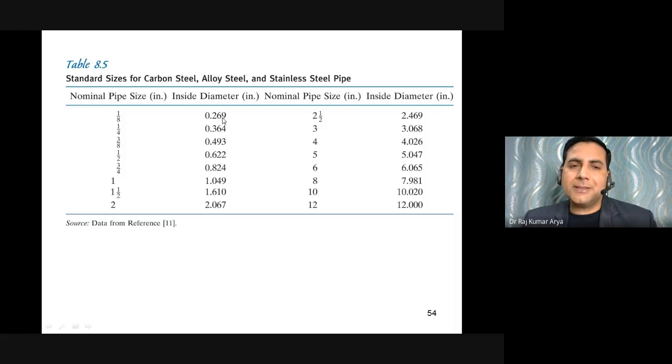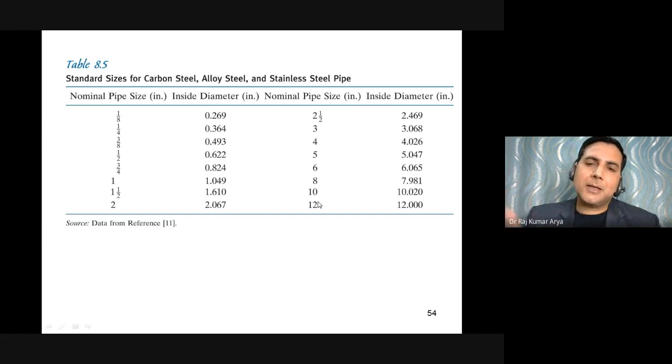So this is the table: nominal pipe size of 1 by 4 inch, the inside tube diameter is 0.364 inch. This table goes up to 2 inch, then 2.5 inch, then 3 inch, 4 inch, 5 inch, 6 inch, 8 inch, 10 inch, and 12 inch. You can see the table here. You cannot see the pipe size of 11 inch here.